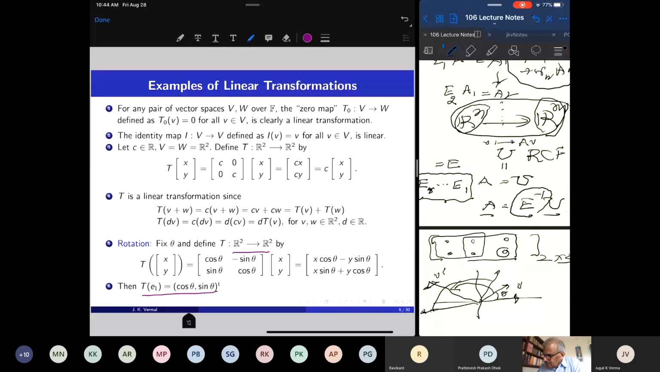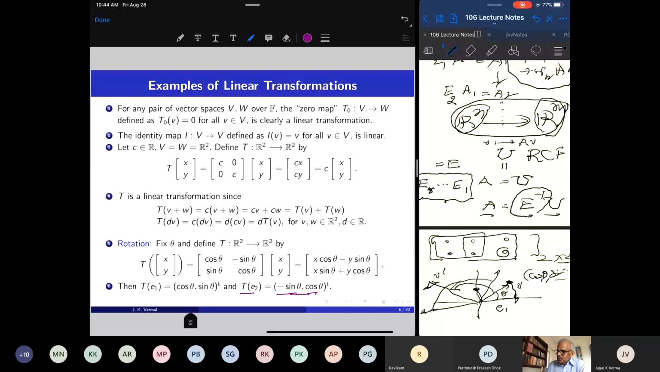So if this is the unit vector, then the coordinates of this point are cos theta, sin theta. So T of E1 is (cos theta, sin theta) transpose, because my vectors are column vectors. And if I take a unit vector in the direction of the y-axis, E2, then T of E2 is (minus sin theta, cos theta), because E2 is also rotated by exactly theta amount in the anti-clockwise direction. So if you rotate E2 by theta amount in the anti-clockwise direction, the end vector is (minus sin theta, cos theta).